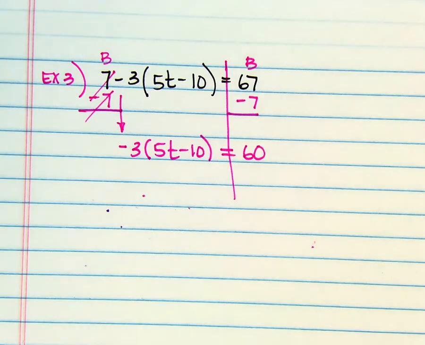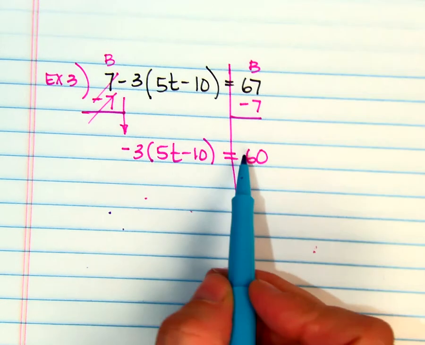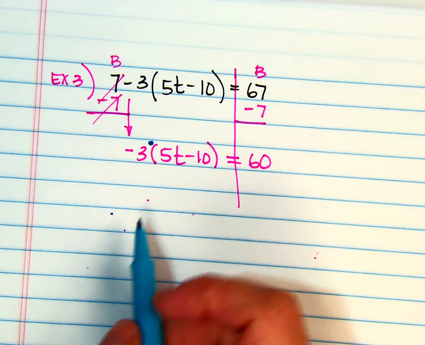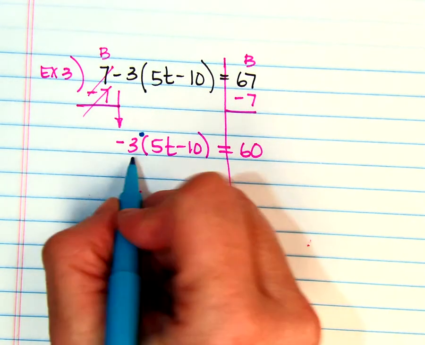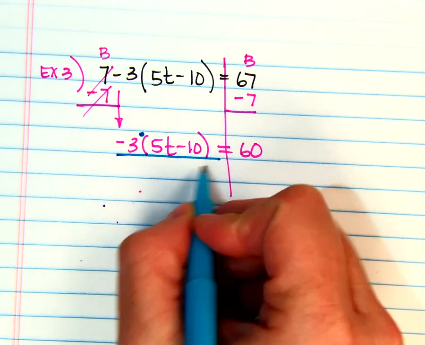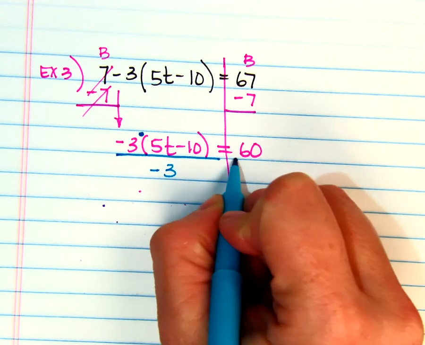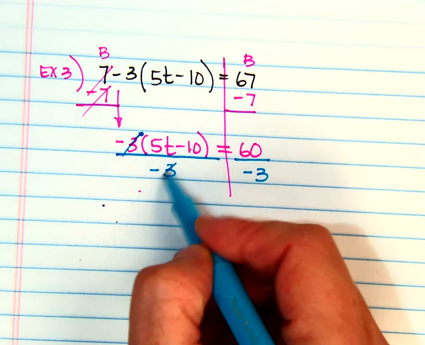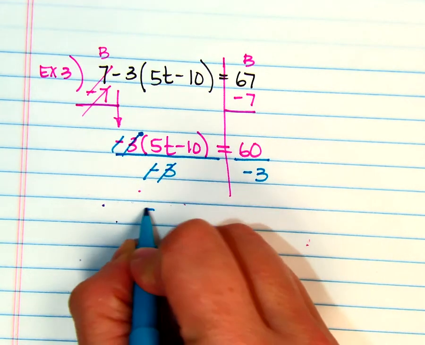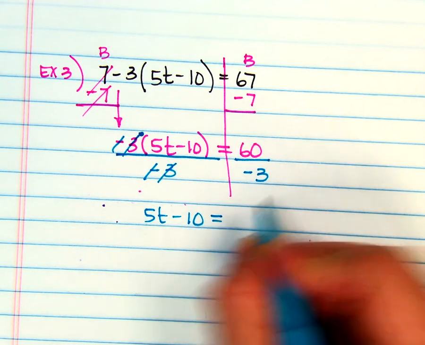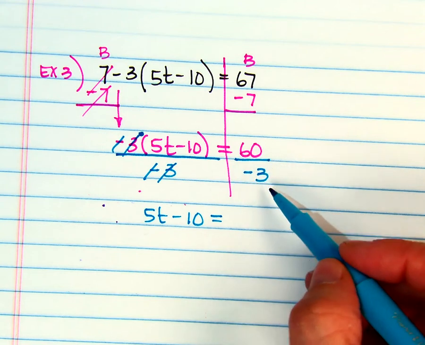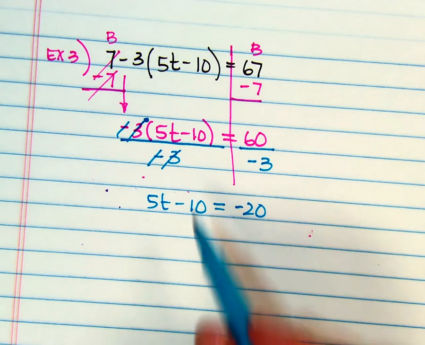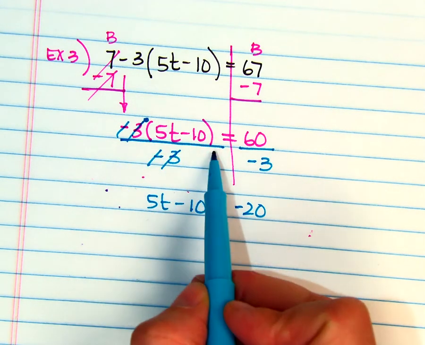Okay, now I have multiplication happening here. So if these things are being multiplied, couldn't I undo that by dividing? So if I divided the entire left side by a negative 3 and the entire right side by a negative 3, 3's cancel, negatives cancel. And 60 divided by negative 3 gives me a negative 20. So now we're right back to a two-step equation. And notice I never did have to distribute.